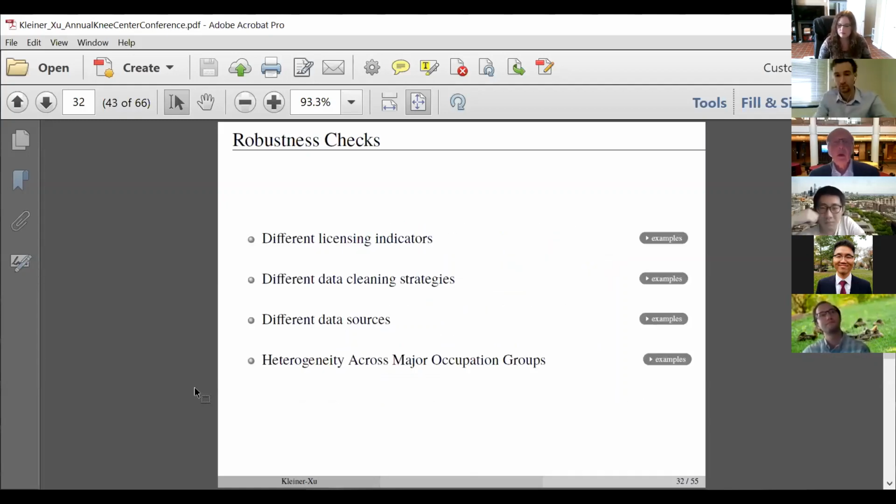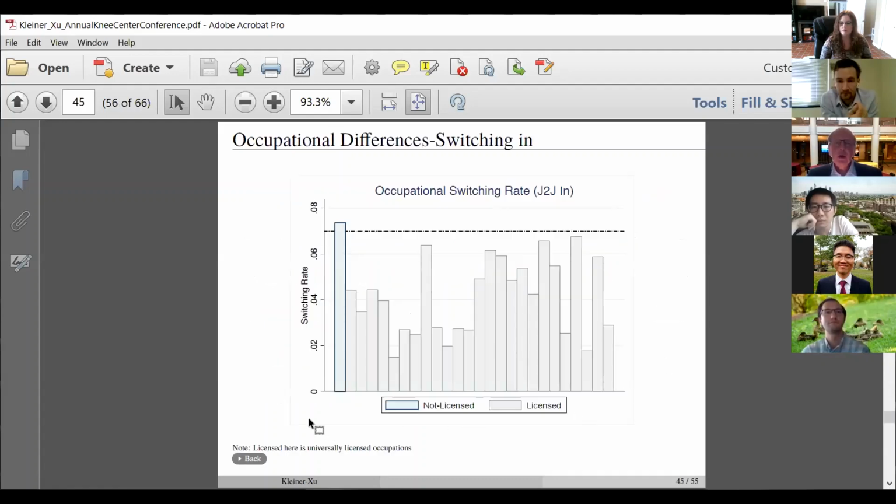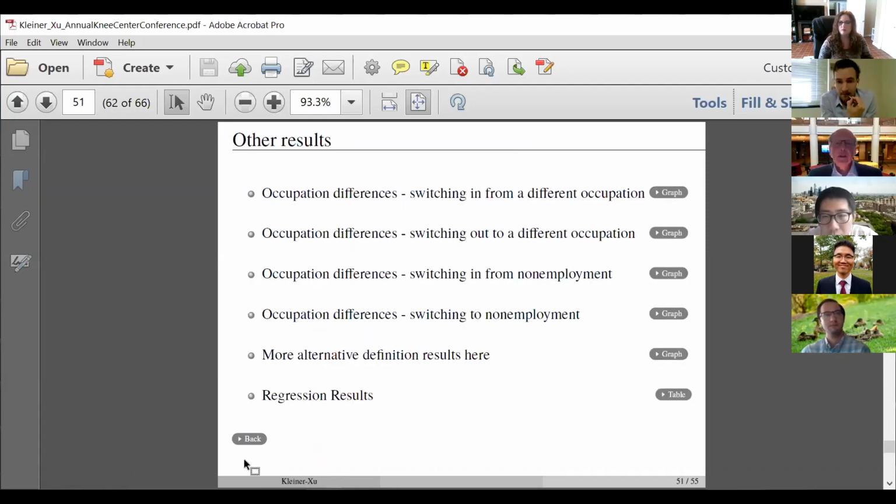So what are some different robustness checks? We look at different licensing indicators, and I guess I have some time, so I can go through some of these. We look at a number of different robustness checks, that is, people switching in from a different occupation. These are the heterogeneity: people who are not licensed, and people who are switching in. Then occupation differences, that is switching out of and to a different occupation.